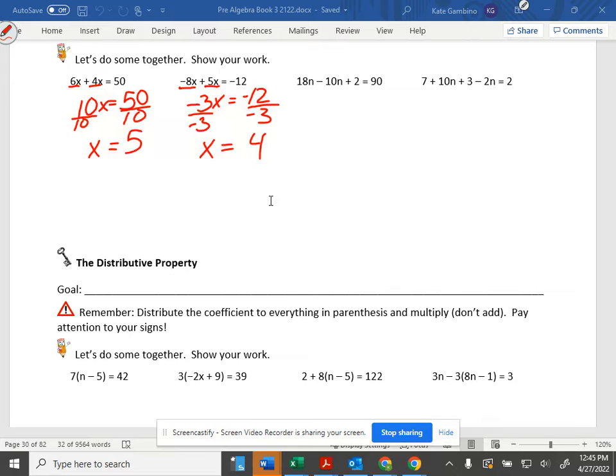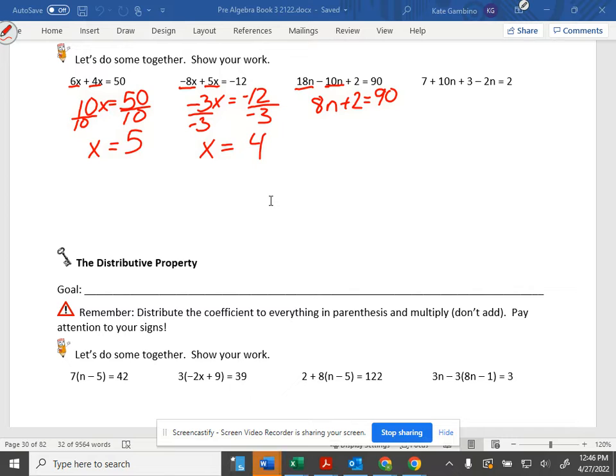18n minus 10n plus 2 equals 90. What should my first step be? Paul? So first we're going to combine the like terms. 18n minus 10n. What is that? It's 8n. So I have 8n plus 2 equals 90.